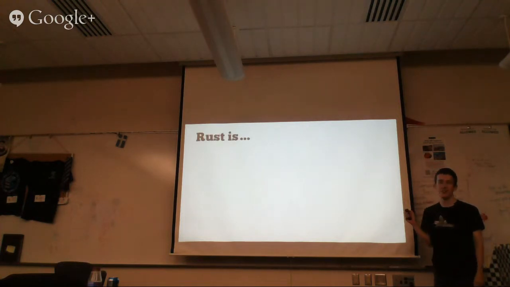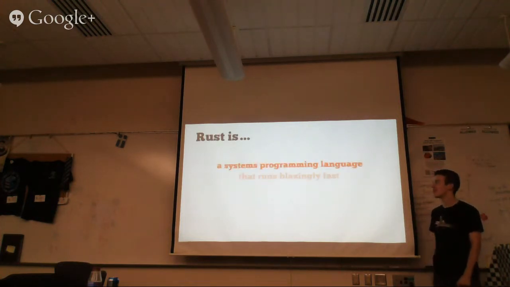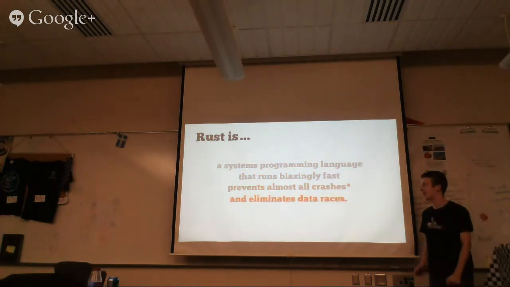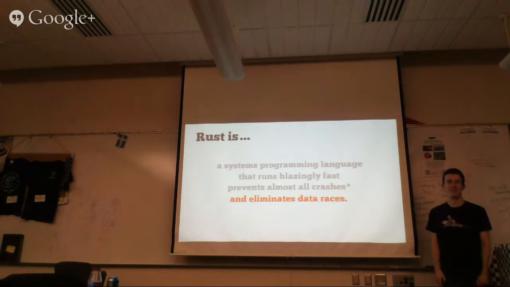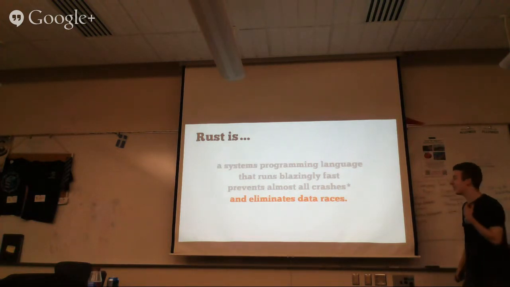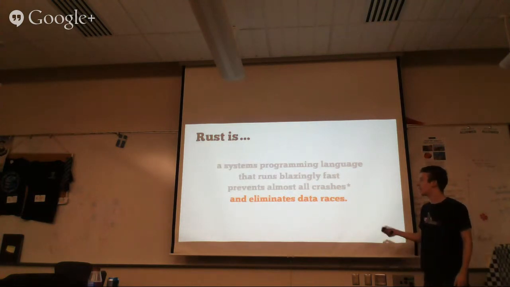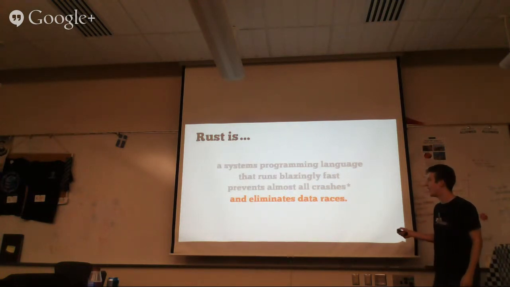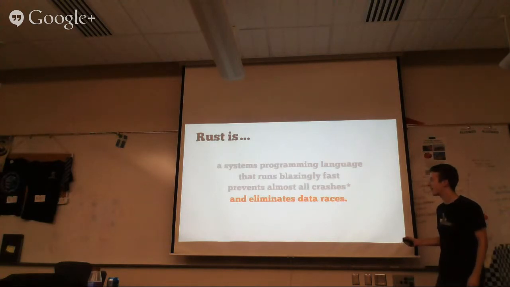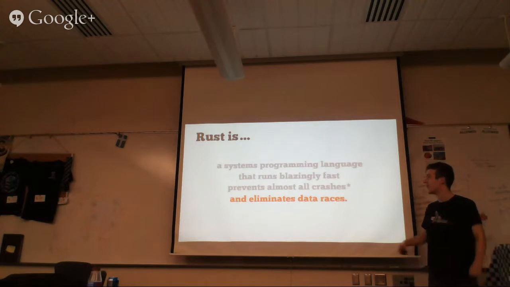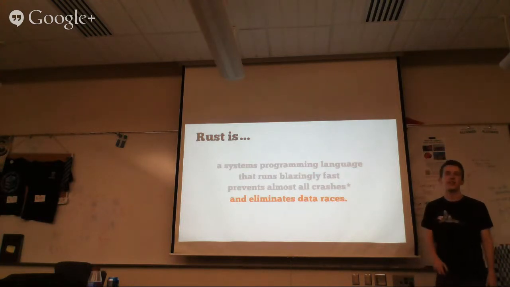So Rust is, according to the website, a systems programming language that runs blazingly fast, prevents almost all crashes, and eliminates data races. So I'm done, right? Thank you. But actually, it does a lot of really cool things. This preventing almost all crashes is about the same claim that Haskell makes, and it makes that same claim in a lot of the same ways. It does some really cool things because of that, and eliminates data races.